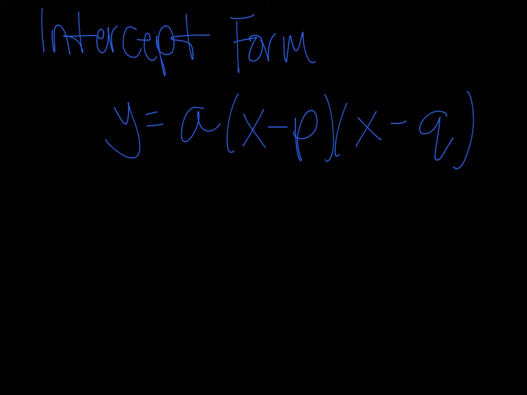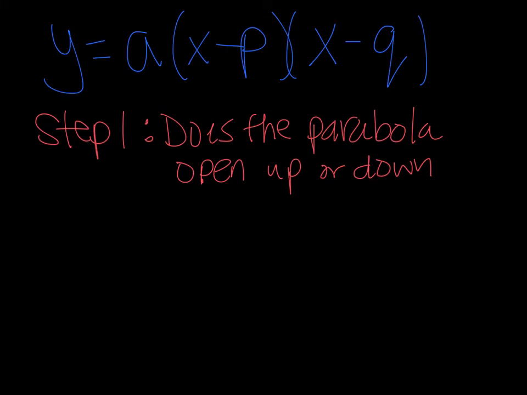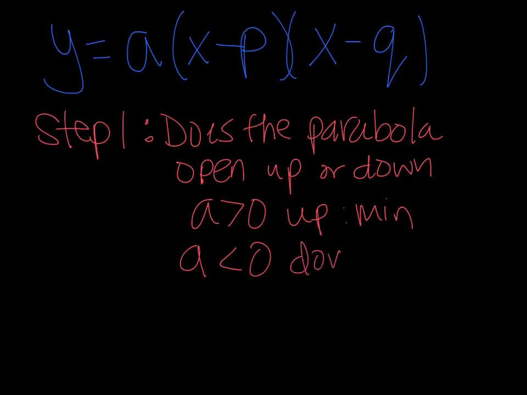Just like the other forms, before we start our steps, we first need to identify some values. For intercept form, we're identifying values for a, p, and q. Step 1 is similar to before. It says, does the parabola open up or down? We know a parabola opens up when a is greater than 0 and opens down when a is less than 0. Let's move on to step 2.